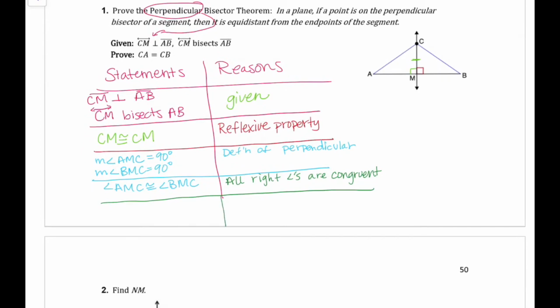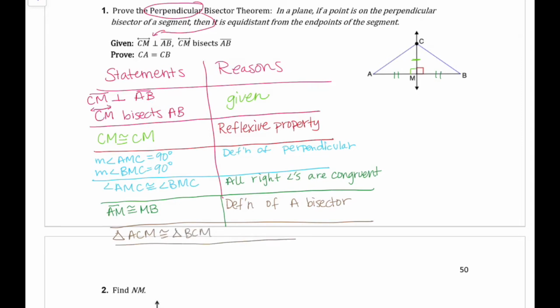We also need to show that AM is congruent to MB. And the reason those are congruent is because CM bisects AB. So the definition of a bisector means that those would be equal on both sides. So since we have two sides and an angle in between, we can say triangle AMC is congruent to triangle BCM, and that would be by side angle side.